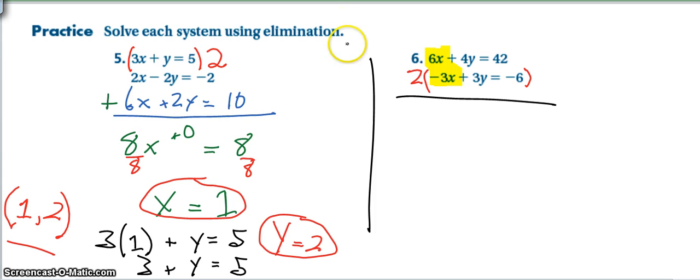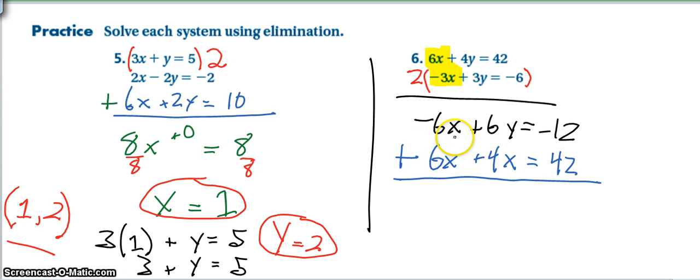Alright, so the first thing that we should clue in on for 6 is that the 6x and the negative 3x could easily become opposites of each other if all I do is multiply by 2 in my bottom equation. So carry out that multiplication and see what you get. So from our multiplication we get a negative 6x plus 6y equals negative 12. Then we write our other equation down below it, and we want to add these since they're opposites. So this will give me a 0 plus a 4y, sorry, this should be a y.